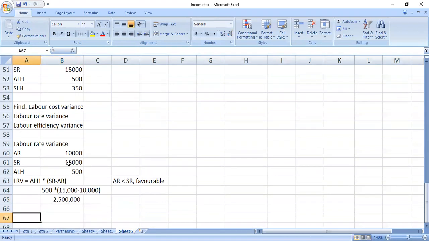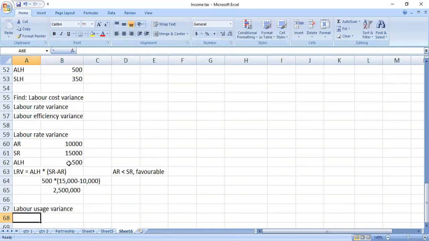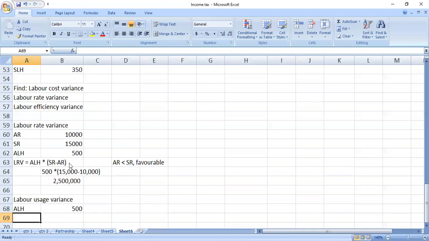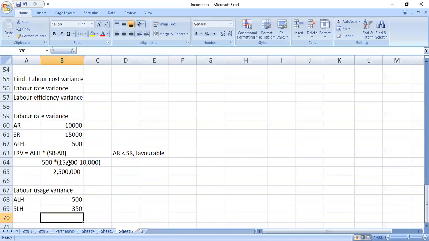You can go to the next item, labor usage variance. For labor usage variance, it is usage, so you're thinking of quantities. Now we look at the actual labor hours. In this case, they were given as 500, and then you're given the standard labor hours. This time they were 350. All right. So the other thing we need is usually the standard price, in this case the standard rate, not standard price. It is 15,000.